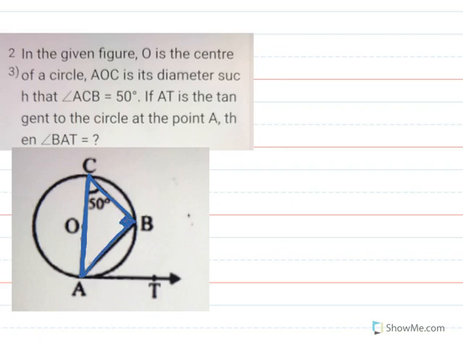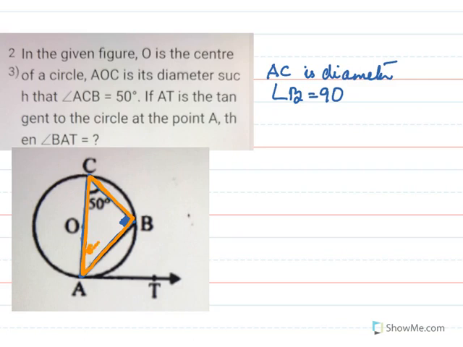We learned it last year. If AC is diameter, then we can say angle B equals 90. The reason: the diameter subtends 90 at the circle. Now the next thing we are going to do is take this triangle and use the angle sum property.